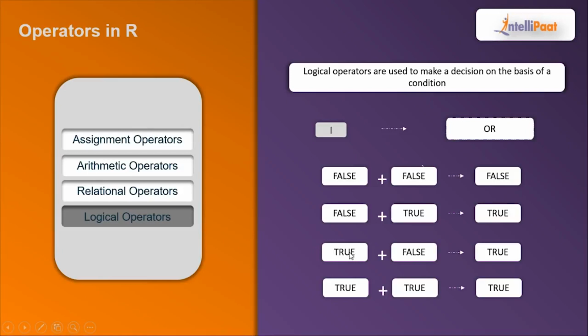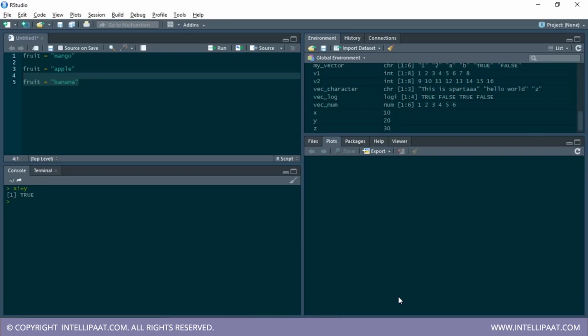Then we have this third case. Here, the first condition is evaluated to true, but the second condition is evaluated to false. But since at least one of the conditions is true, the final result is true. And thus obviously we get a true result because both of the conditions are resulting true. Now let's go to RStudio and implement these logical operators.